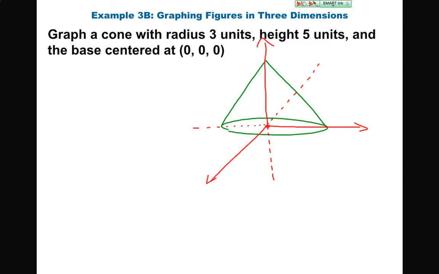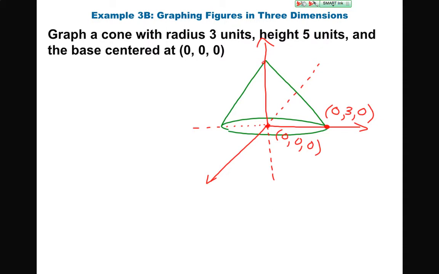Okay, let's see if we can figure out the coordinates. This point is 0, 0, 0. Okay, what's this point on the edge of the cone? Read the information. The radius is supposed to be 3. So how far forward from the origin or backwards? 0. Left or right? 3. Up or down? Nothing.